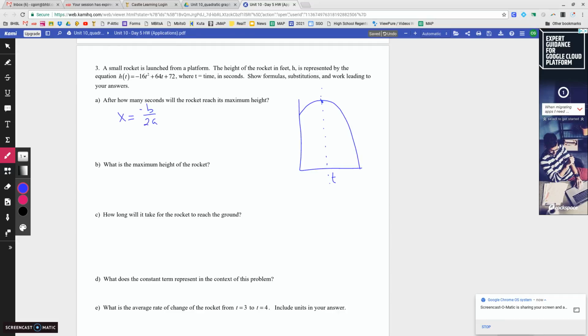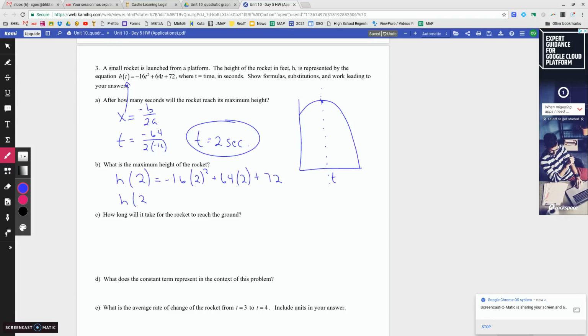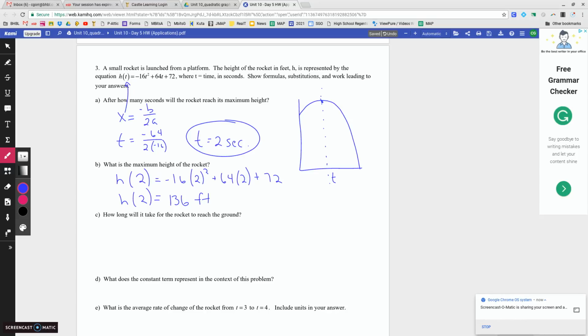In this case, since my variable is a t, I have t equals negative 64 over 2 times negative 16. I end up finding that t is 2 seconds. Now I want to know the maximum height, so I'm really looking for h of 2. Negative 16 times 2 squared plus 64 times 2 plus 72. My h of 2 is 136 feet.